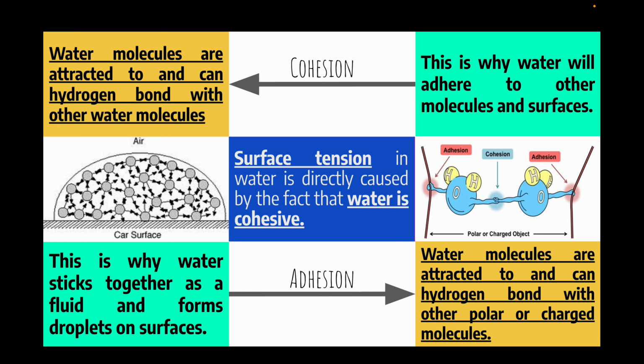Here they're very, very attracted to each other. This allows water to have a defined surface and resist being ruptured by light objects, and allows them to float on the surface of the water. Here you can see a little bug being able to stand on water, basically. All right, and so again, let's go over cohesion and adhesion in detail. Remember that surface tension is directly caused by cohesion, because cohesion is when water can hydrogen bond with other water, and adhesion is when water can hydrogen bond with a polar or a charged molecule. Okay?